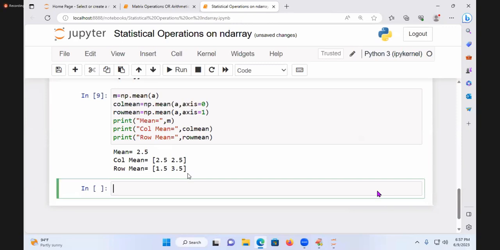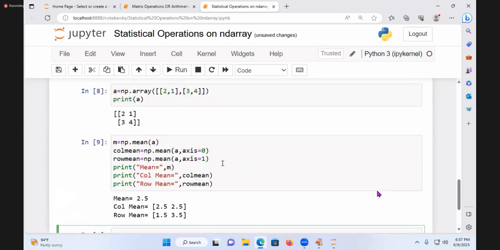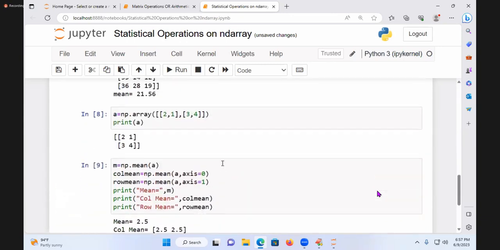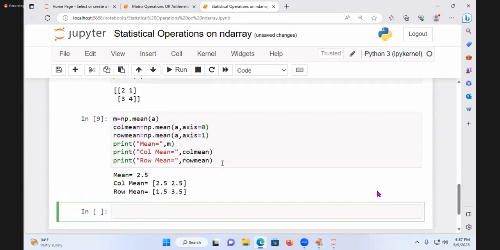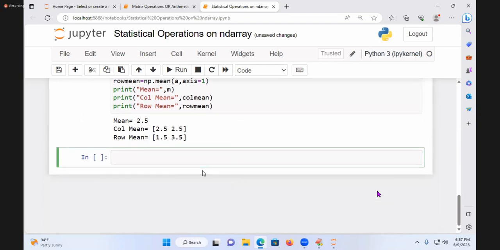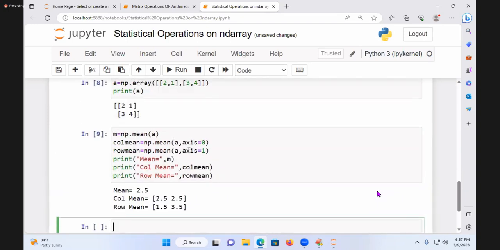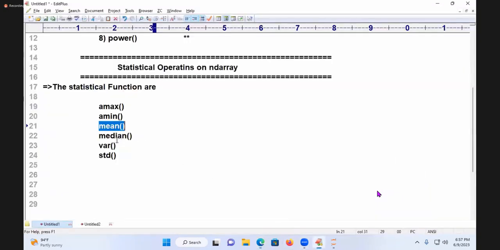A company is paying, on average, how much salary to all the employees? I'll go for mean. Got it? This is related to mean. You can apply it for 3-dimensional matrix also, 4-dimensional matrix also, 2 by 3 matrix, 3 by 2 matrix, anything you can apply. Okay? Now, I'll go further. This is related to mean.